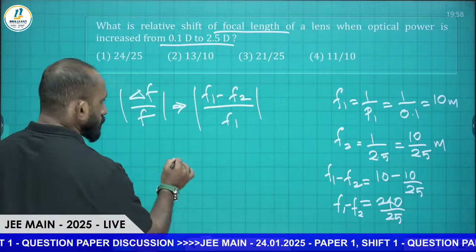Yes, good. Hadi and Vasudev gave the good answer. Got it? So relative shift means change in focal length by original focal length. F1 minus F2 by F1 is the correct answer. Direct question again. Next question, let's see.